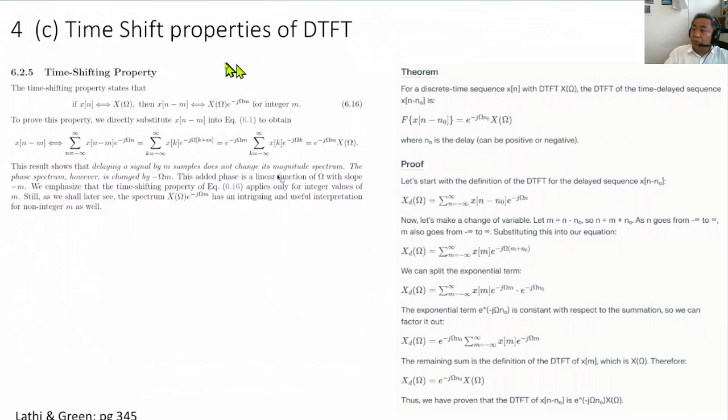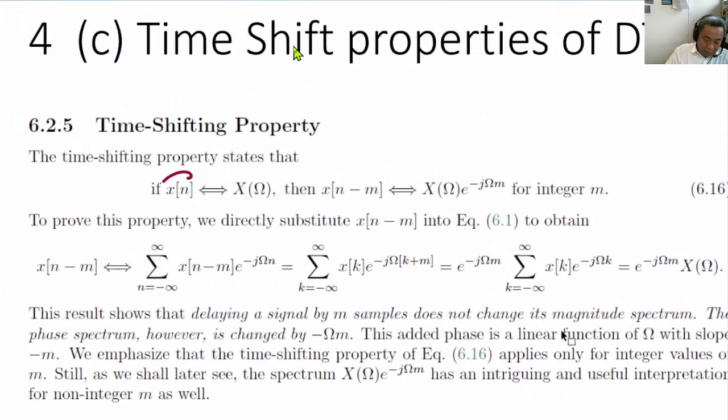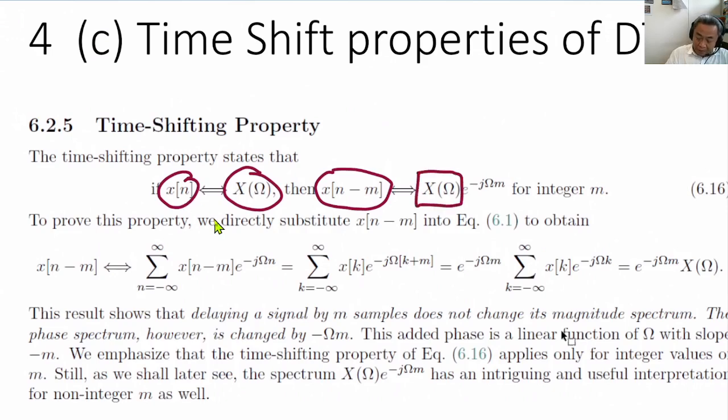Here we want to prove the time shifting property of the DTFT. If we are given x of n with DTFT X of omega, remember in our table when we asked what happened to the DTFT of x of n minus m, where x of n minus m is a delayed version of x of n? The answer was that we have X of omega multiplied by e to the minus j omega m. Why is this so? Well, let's see.